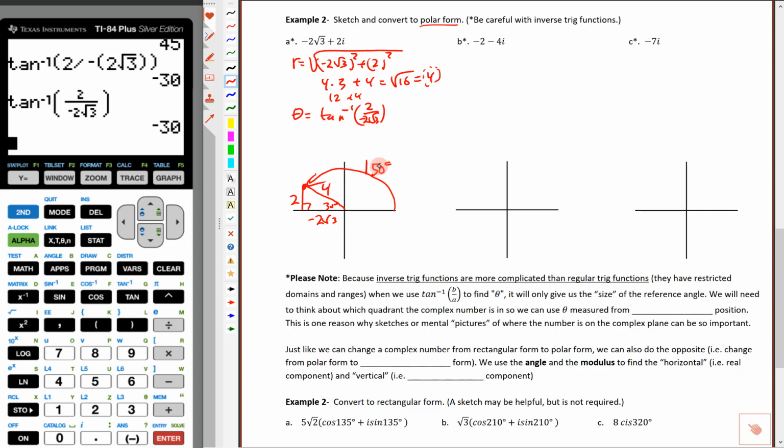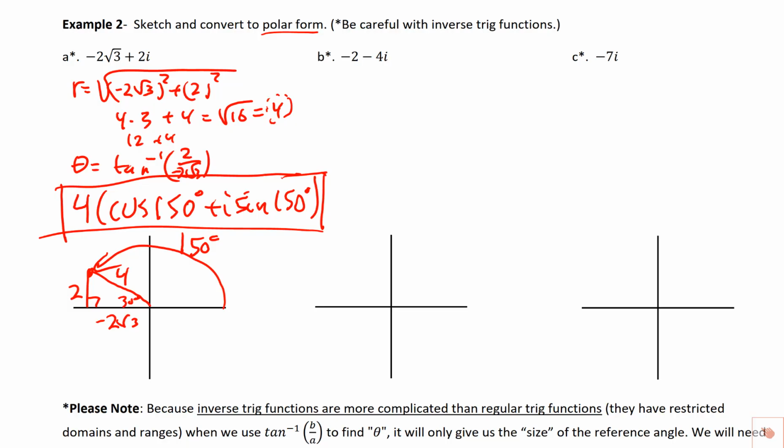It's 150 degrees. So what we have here is we have 4 for the radius, and then we're going to have cosine of 150 degrees plus i sine 150 degrees. And that is our answer. We have taken that number up here and we have converted it from rectangular form and we've written it in trig form or in polar form. Okay, so I'm going to make this big again so we can go through and do the next one.